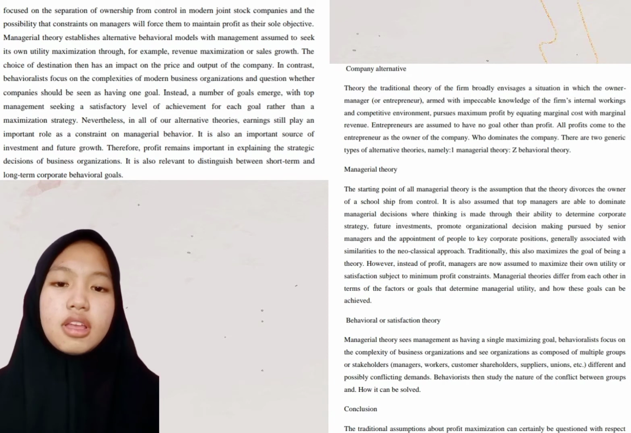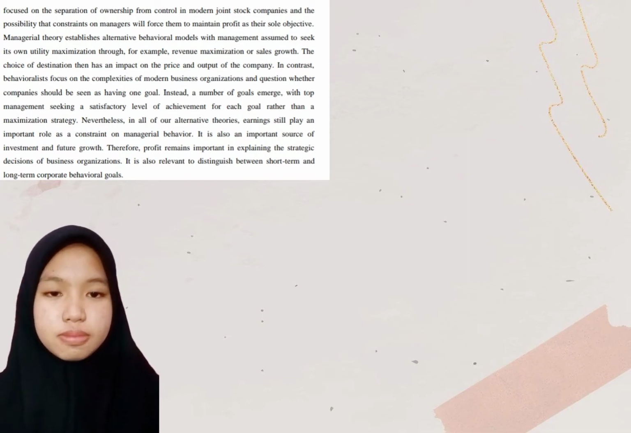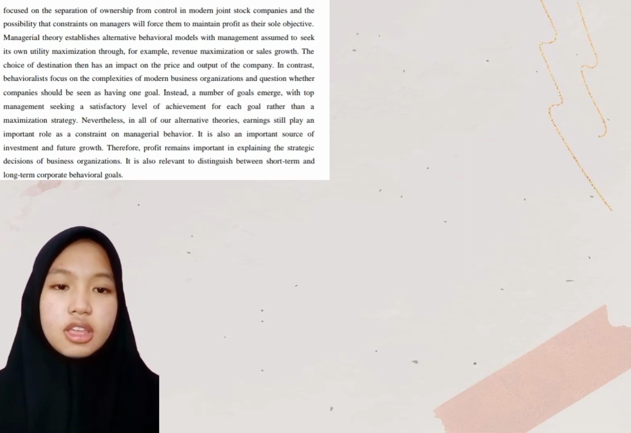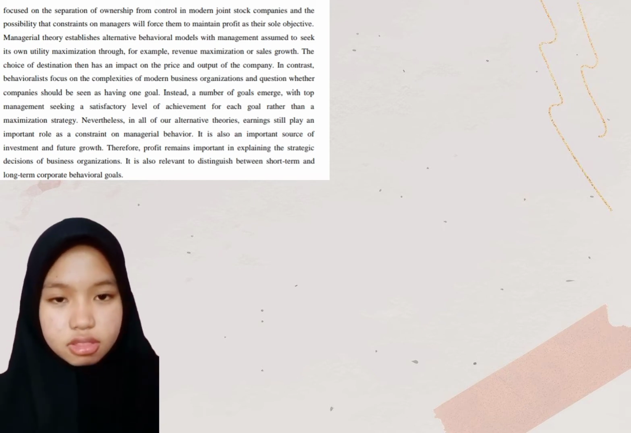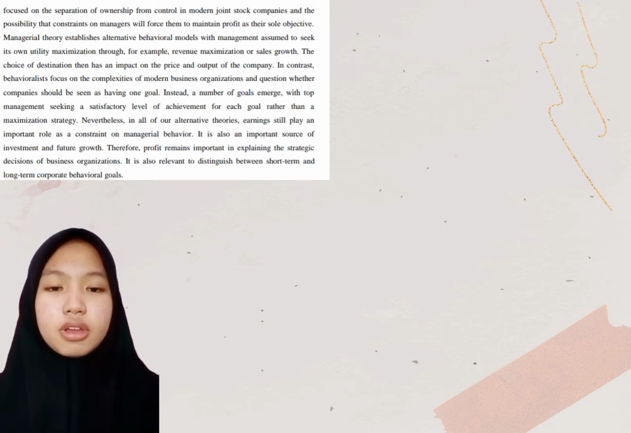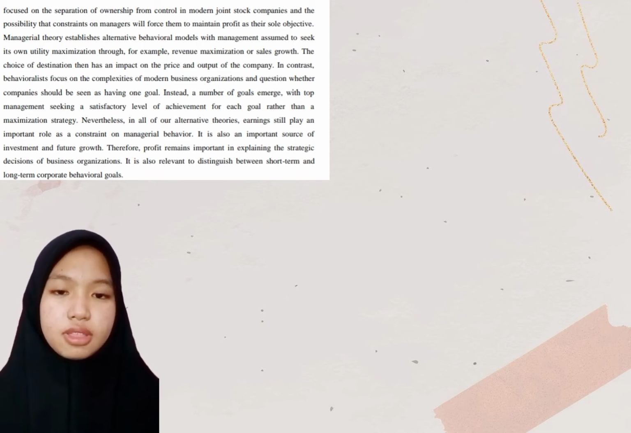Company alternative theory. The traditional theory of the firm boldly envisages a situation in which the owner, manager, or entrepreneur is met with impeccable knowledge of the firm's internal workings and competitive environment, and pursues maximum profit by equating marginal cost with marginal revenue. Entrepreneurs are assumed to have no goal other than profit. A profit common to the entrepreneur as owner of the company would dominate the company.